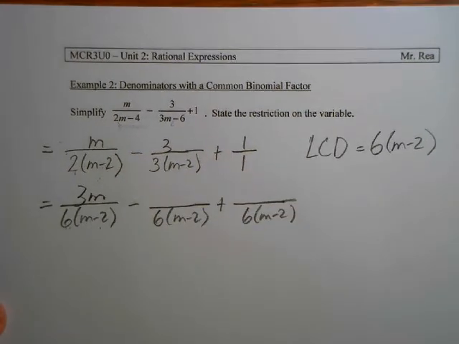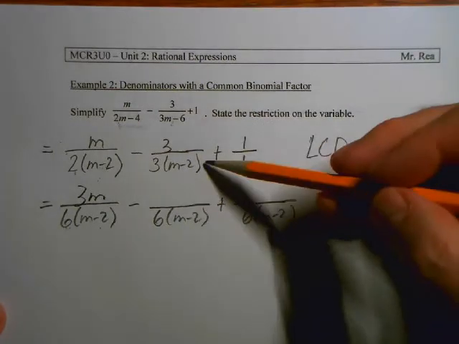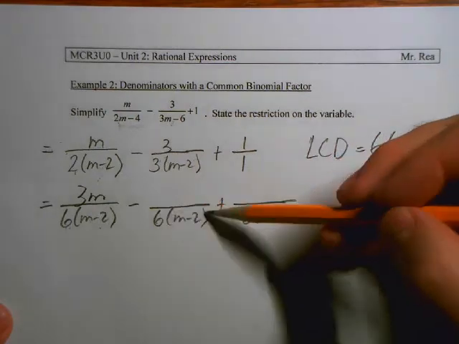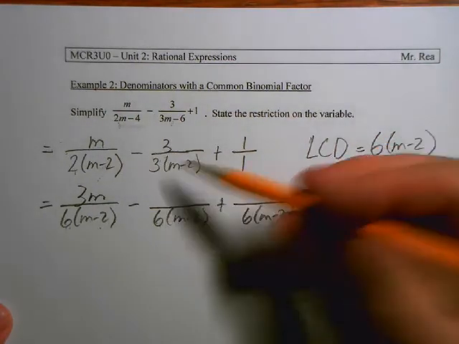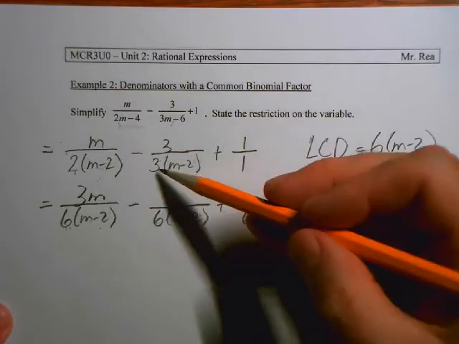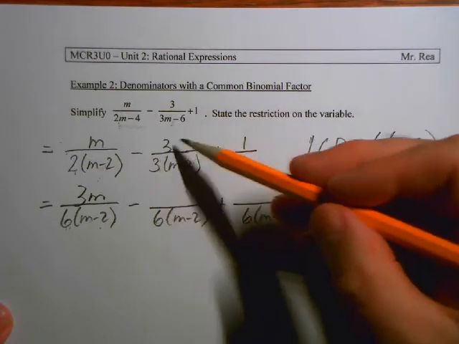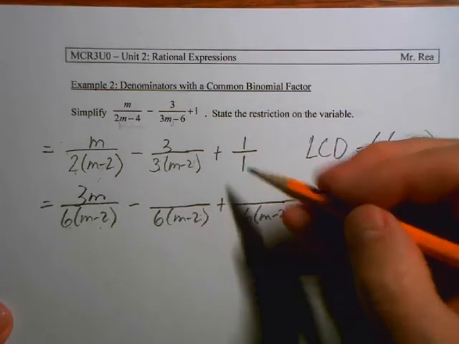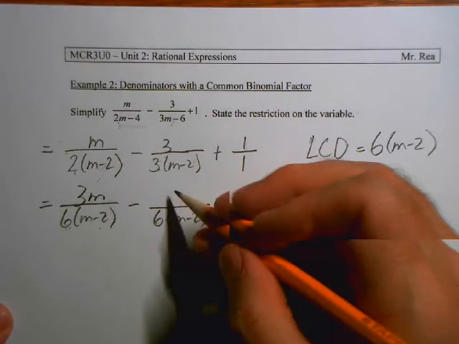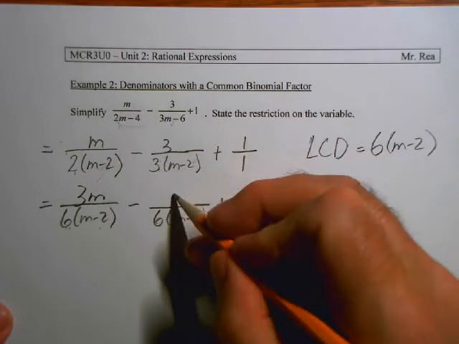Okay, same thing over here. I'm starting off with a 3 times m minus 2. I want to build a 6 times m minus 2. So checklist, I've already got my m minus 2 there, but I need a 6, and I've only got a 3, so that means I have to multiply the top and bottom by 2. So 2 times 3 is 6.